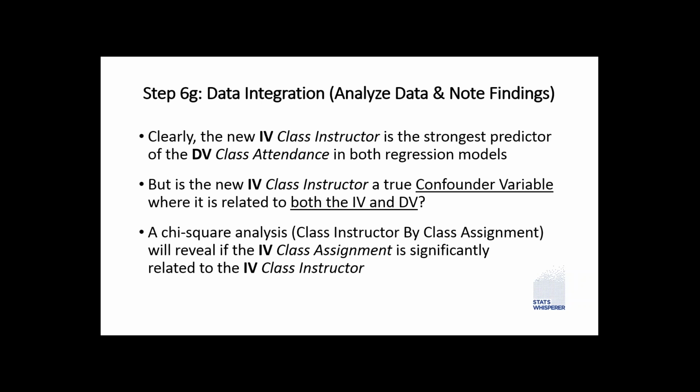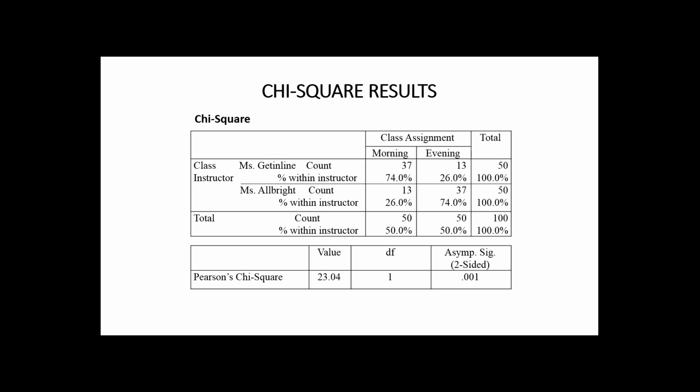But is it a true confounder? Remember we said the confounder is related to the independent and dependent variable and distorts our findings. So we know instructor is related to class attendance, but is it related to the original independent variable, class assignment? If you do a chi-square, you'll see yes.